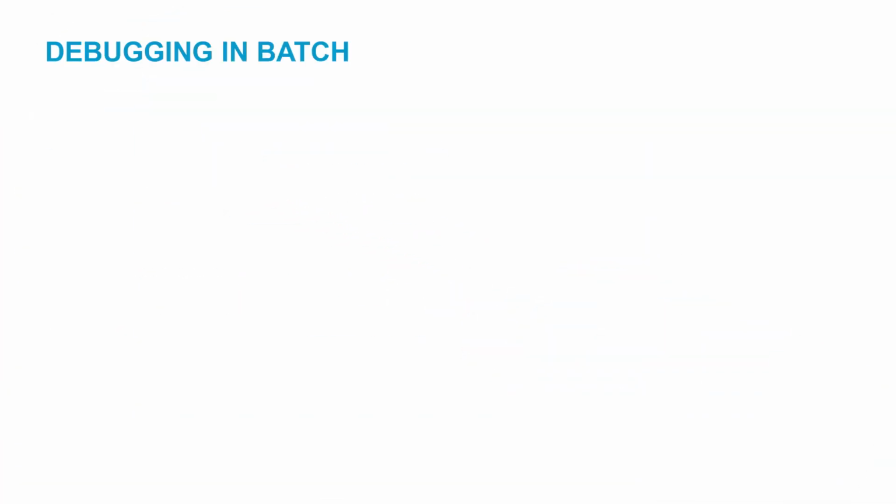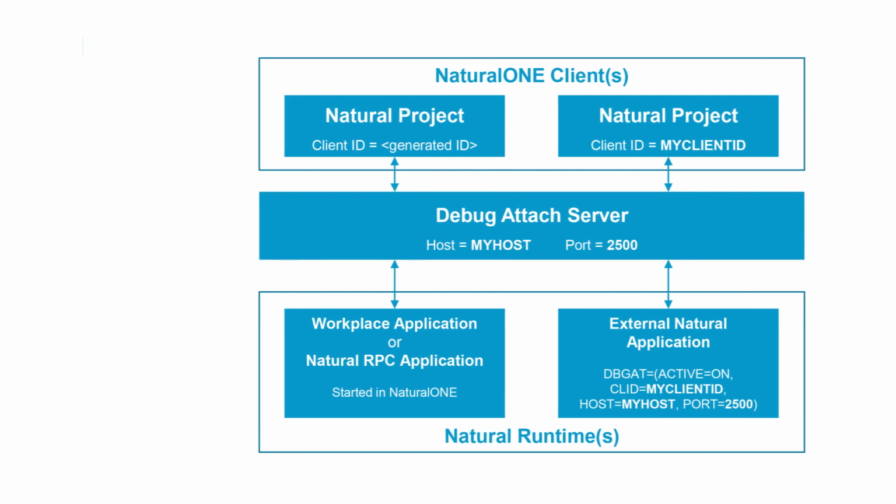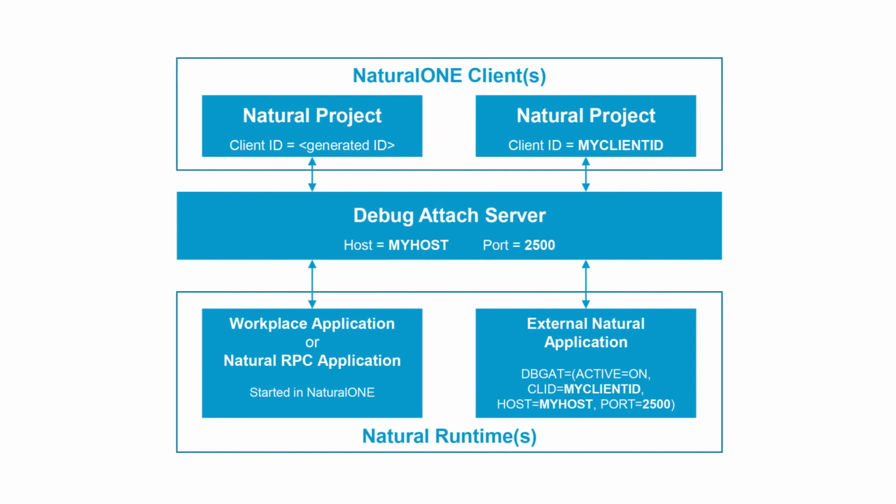In the last example, we used the debugger in an online environment. But we can also make use of debugging in batch programs. In order to debug a batch program, you need to start up a Debug attached server. This works for all developers in the given environment. You can then specify that you want to debug a certain program in your Natural environment, set your breakpoints, and specify a client ID.